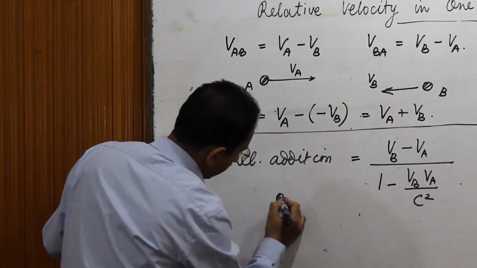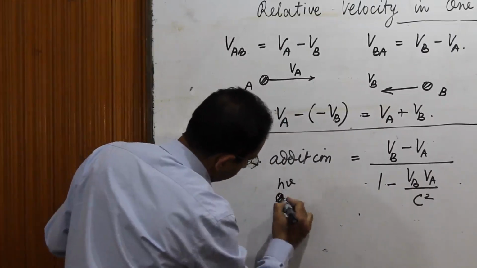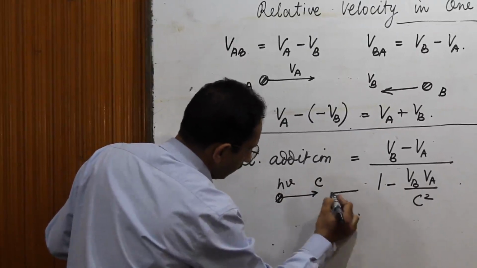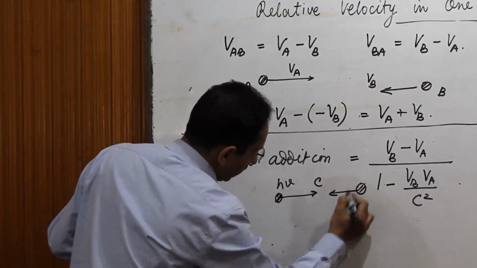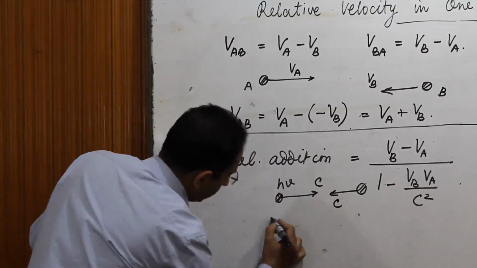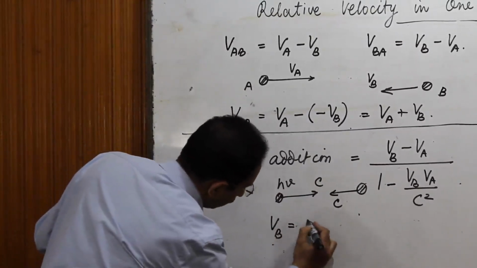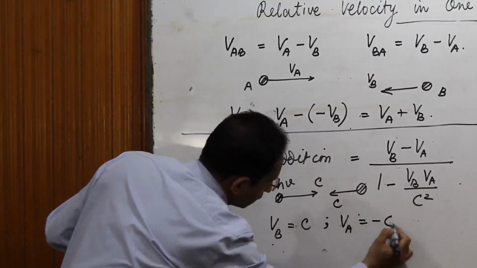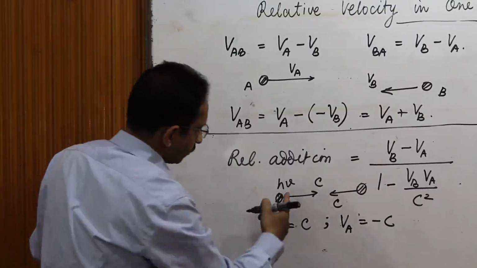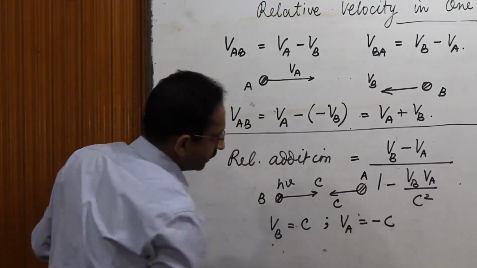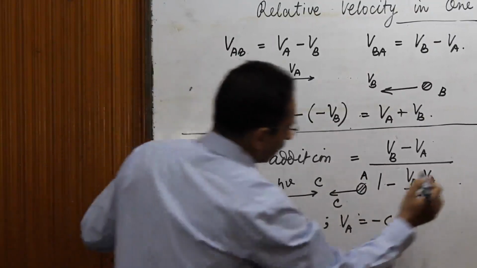So in case of a photon, say this is a photon h nu traveling towards right with velocity c, there is another photon traveling towards left with velocity c. So if I take VB equal to c, then VA is equal to minus c, because this is opposite. So this is B, this is A. In this case, the answer will come out like this.